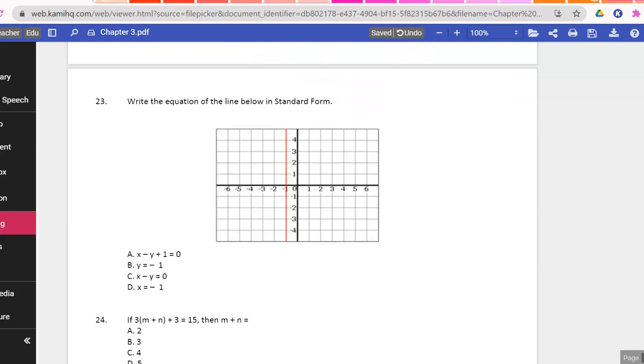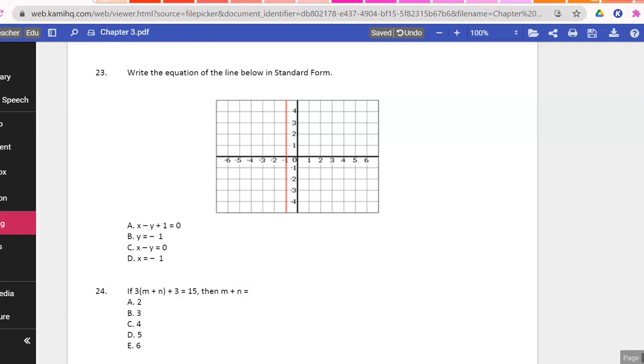2 more questions we're going to do together. Number 23 asks you to write this equation in standard form. You are looking for what's the equation of this vertical line. Remember vertical lines, if you're thinking about HOY-VUX, which you should be since it's a vertical line. This one's vertical, so it's going to be x equals, and in this case that is x equals negative 1. So answer choice D.